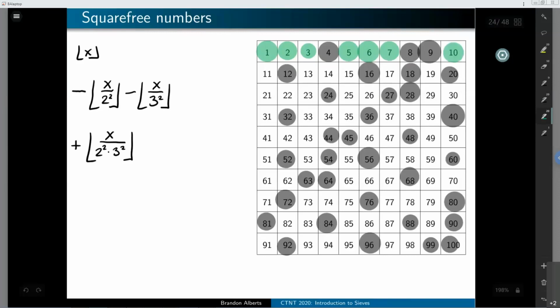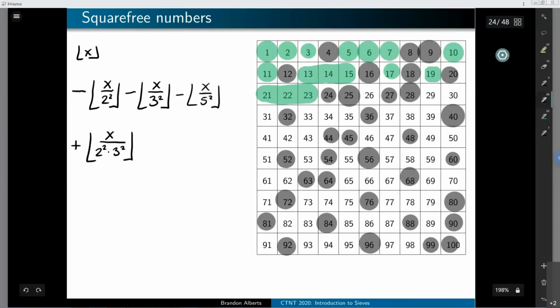10 square free, 11, 13 through 15. All these numbers are going to be square free up until we get to 25. So 25 is 5 squared. We have to remove all the numbers divisible by 5 squared.